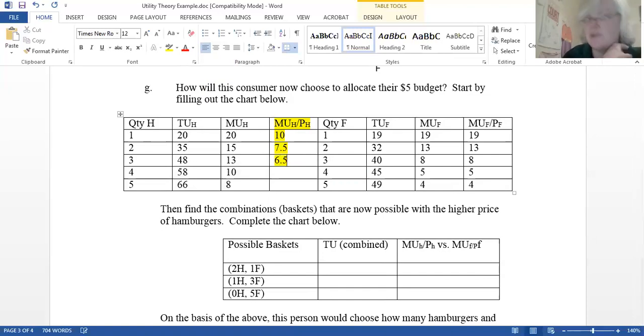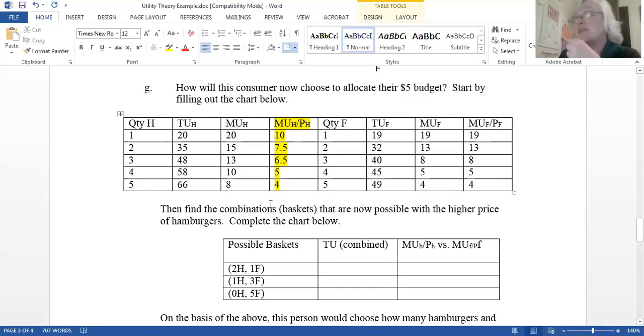13 divided by 2 becomes 6.5. 10 divided by 2 is 5. And 8 divided by 2 is 4. Now, don't worry that these aren't attainable because at a price of $2, I can't afford 3, 4, and 5 hamburgers. I still wanted to fill out the marginal utility per dollar anyways, okay?